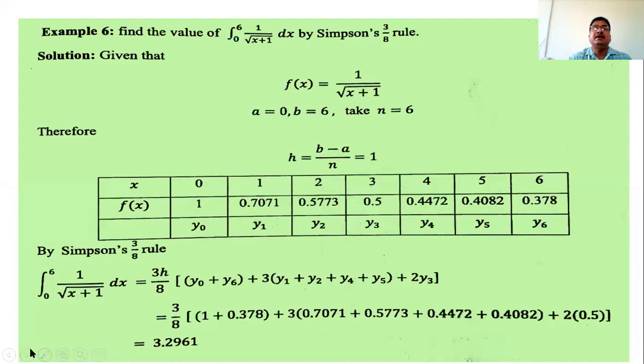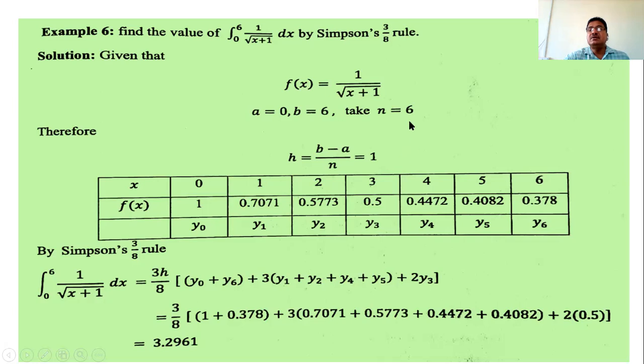The next problem is to find the value of integration 0 to 6 of 1 by root of 1 plus root x plus 1 dx by using Simpson's 3/8 rule. So we have to divide this f(x). f(x) is this quantity, 1 by root x plus 1, and a is 0, b is 6, and we have to take n, that is the number of subintervals. But here the instruction is to use Simpson's 3/8 rule, and that's why take n as a multiple of 3, because Simpson's 3/8 rule is applicable if the number of subintervals is a multiple of 3.